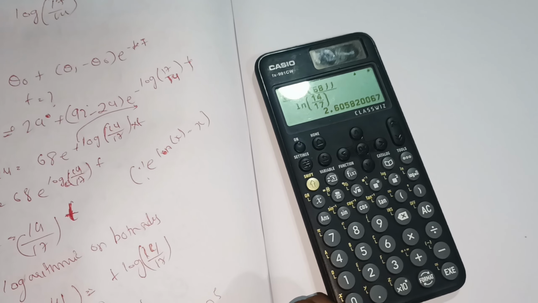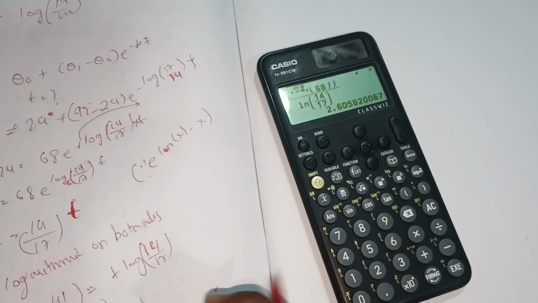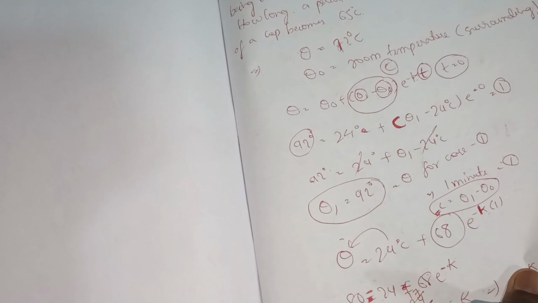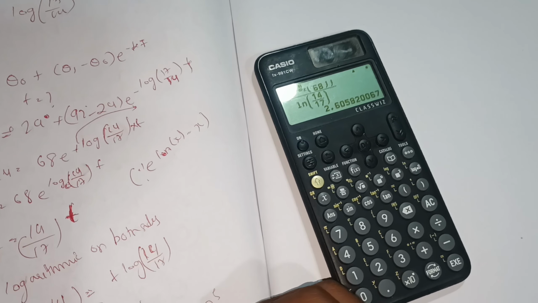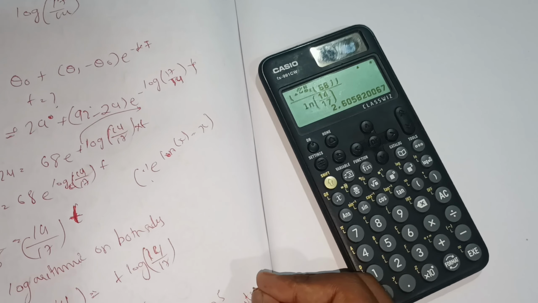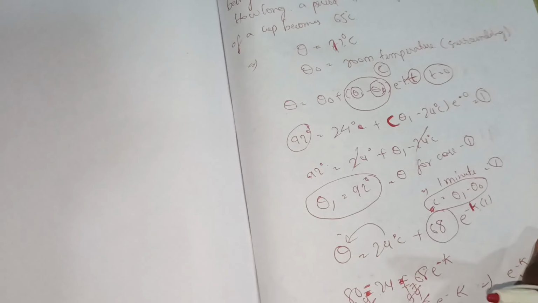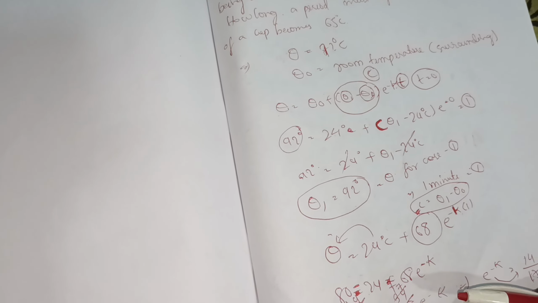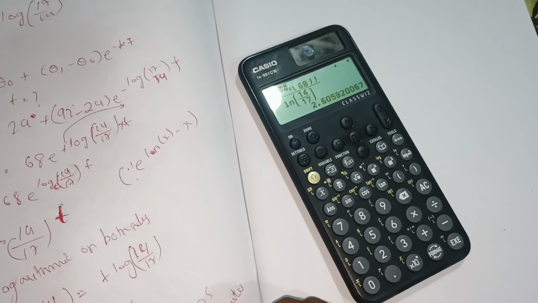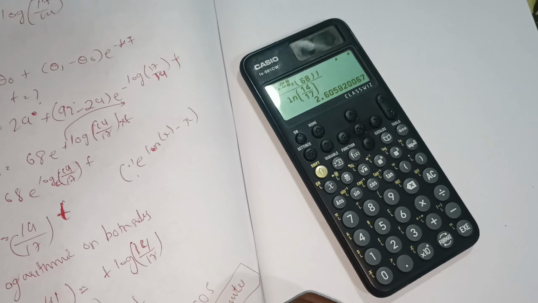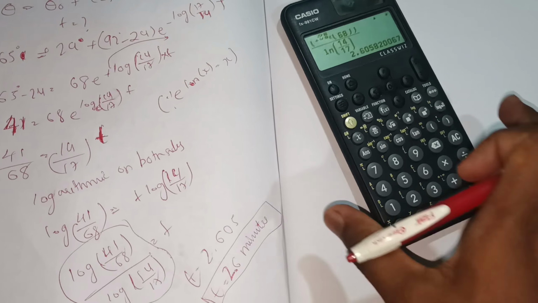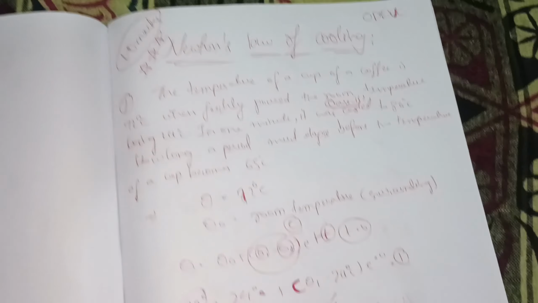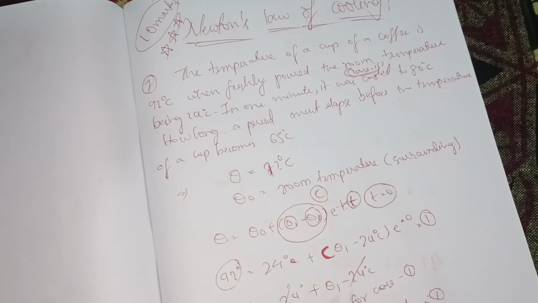You will take t equal to 2.6. The time is in minutes, so you will take it in minutes: 2.6 minutes. If you had converted it before from minutes to seconds, you would get the answer in seconds. But you have taken it in minutes, 18 minutes, so you got the answer in minutes. So this is all about Newton's law of cooling. This is the step-by-step procedure on how to do it in the easiest way possible.